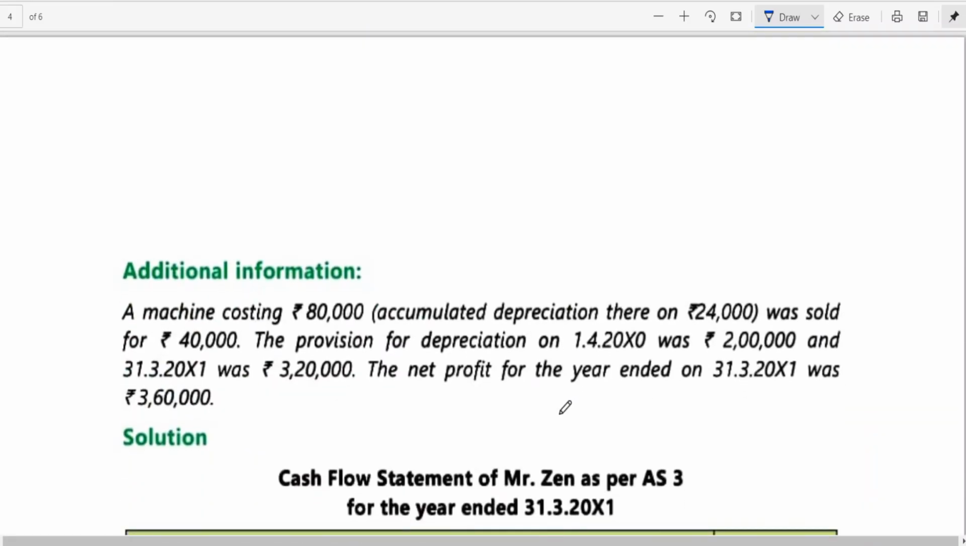Then additional information. A machine costing 80,000, accumulated depreciation thereon 24,000. I think for all of you this is a very important basic revision of accumulated depreciation. I want to give you a pause for 1 minute, so that you need to, I read this, I'll be giving the pause, because I can't have direct interaction with you.